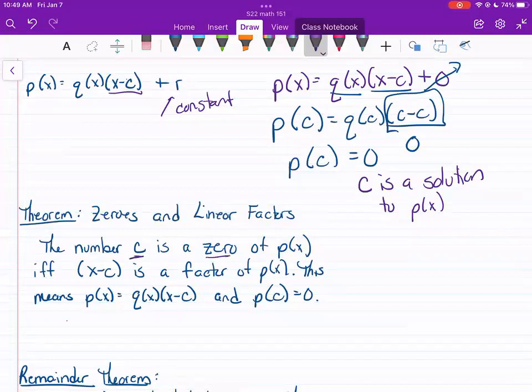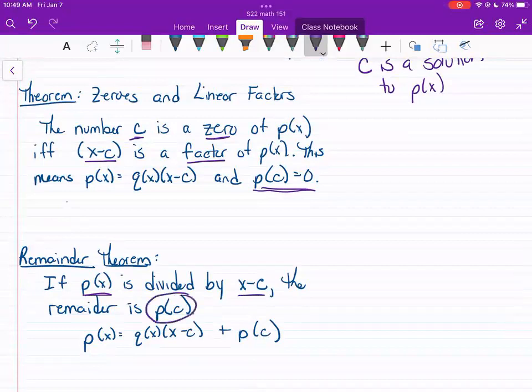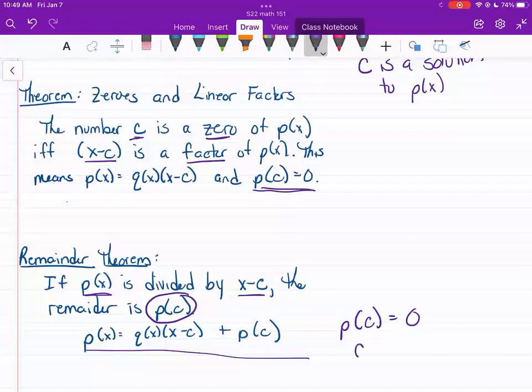This leads us into what we call the theorem of zeros and linear factors. If we have some number c that is a 0 or a solution of a polynomial, then we know that x minus c is a factor, and this means that p of c is 0. We can also then move into the remainder theorem, which tells us that if we divide some polynomial by a polynomial x minus c, the remainder is p of c itself, and it can be rewritten this way. Remember then that if p of c happens to be 0, then c is a solution of p of x.